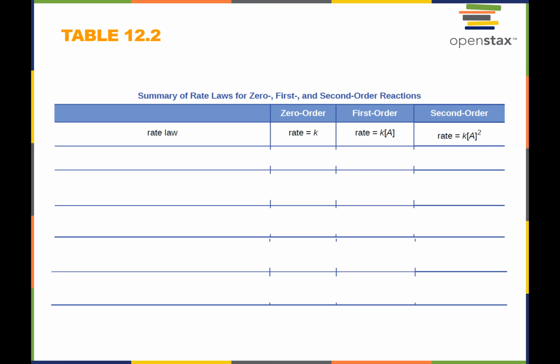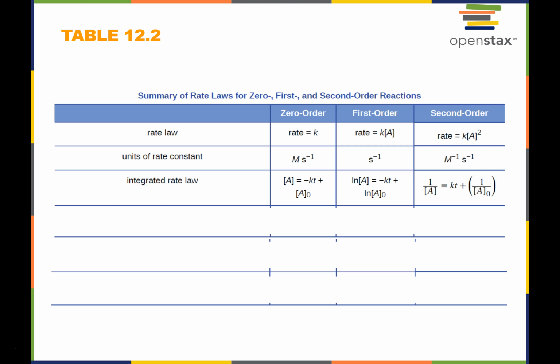If you have a reactant A, the rate for 0 order would just be equal to K. For first order, it'd be K times molar concentration of A. For second order, K times molar concentration of A raised to the second power. The units of the rate law constant then are set by the reaction order also. So they're given here. We talked about the integrated rate law equation over here.